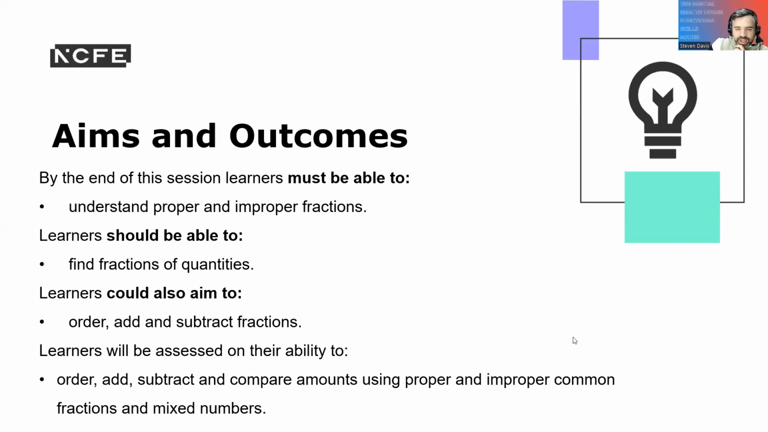By the end of this session, learners must be able to understand proper and improper fractions. Learners should be able to find fractions of quantities. Learners could also aim to order, add and subtract numbers. Learners will be assessed on their ability to add, order, subtract and compare amounts using proper and improper common fractions and mixed numbers.